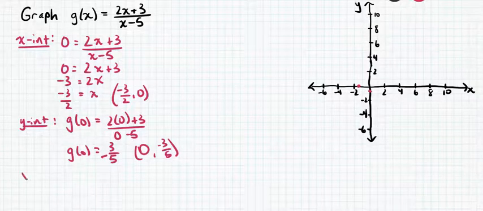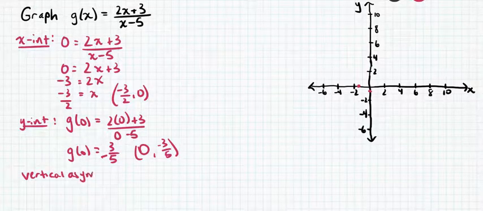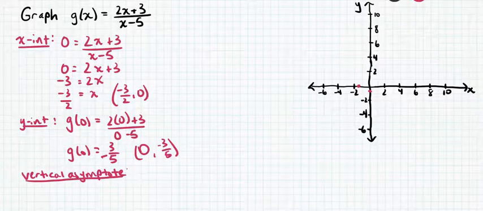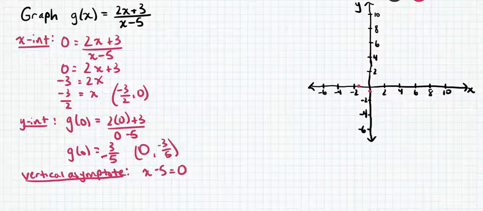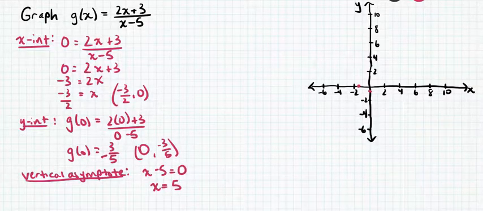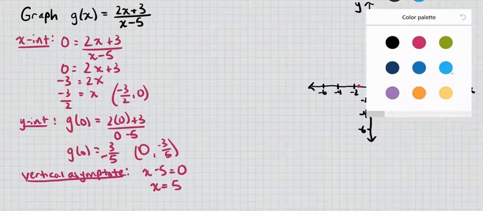Okay, our vertical asymptote. We find that by setting the denominator equal to 0. So here that would be x minus 5 is equal to 0. And so x equals 5 would be the equation of the vertical asymptote.